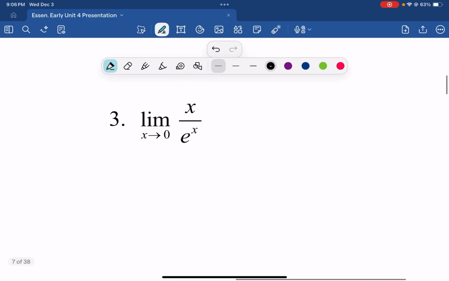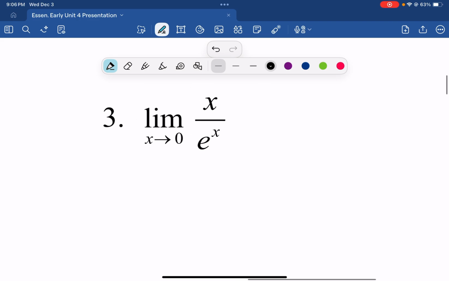Okay, let's look at our third example here. Number 3 says the limit as x approaches 0 of x over e to the x. Okay, right? We're gonna look and think out loud. The limit as x approaches 0 of x, that's just going to be 0. The limit as x approaches 0 of e to the x, anything to the 0 power is 1. So ultimately, we're going to get 0 over 1, which gives us 0.